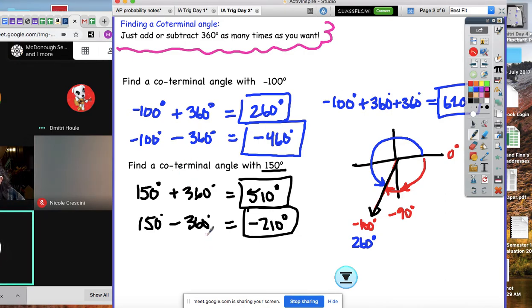To find any angle that's coterminal, just start with the given angle that I give you, add 360 or subtract 360, and that'll give you one of the answers. It'll be multiple choice, so you'll see one of those on there as an option.